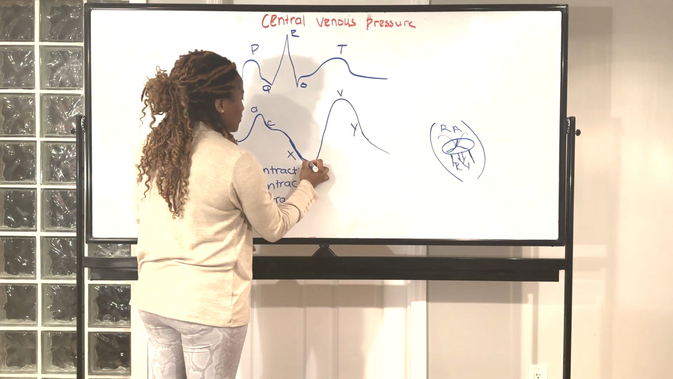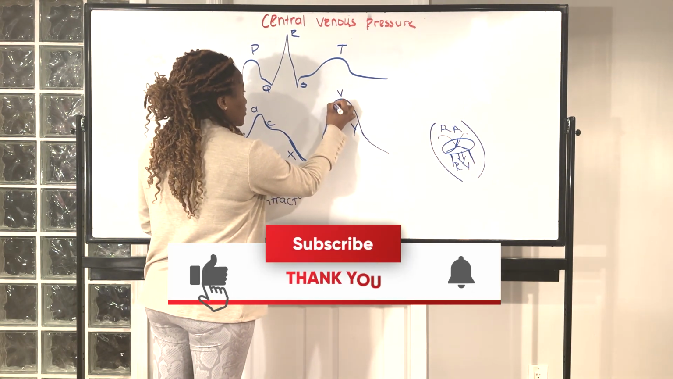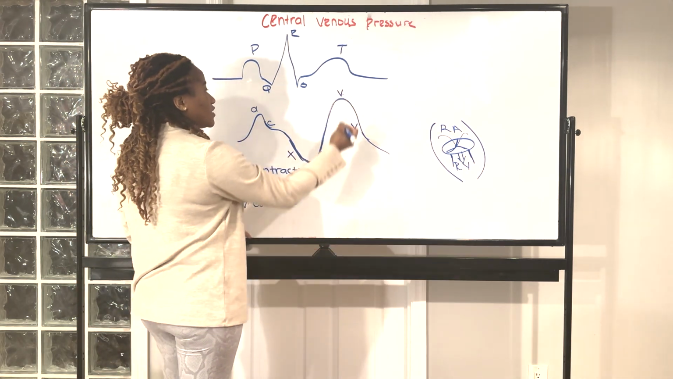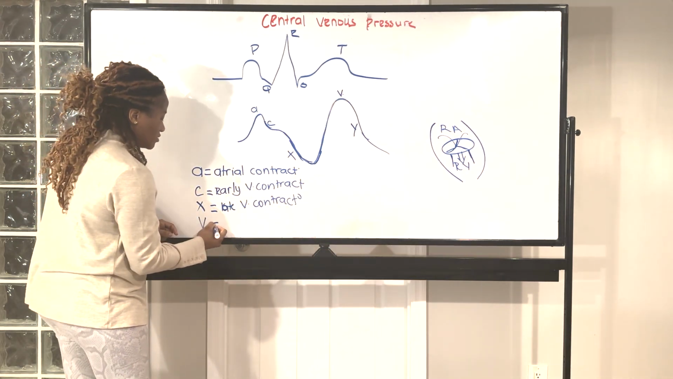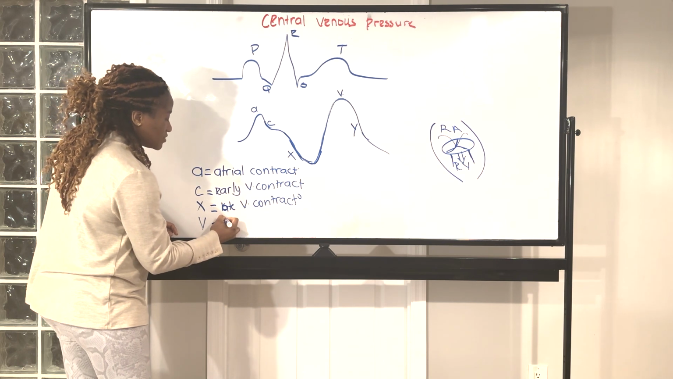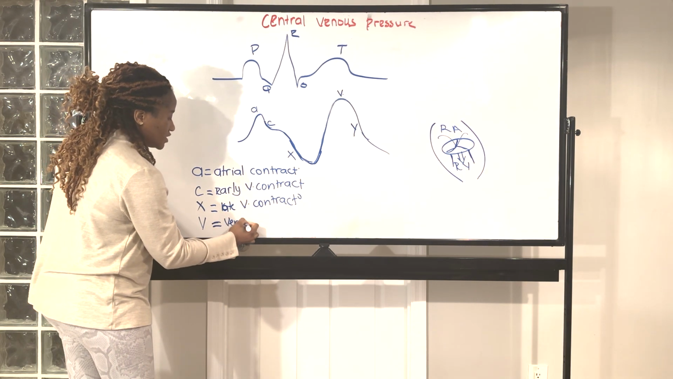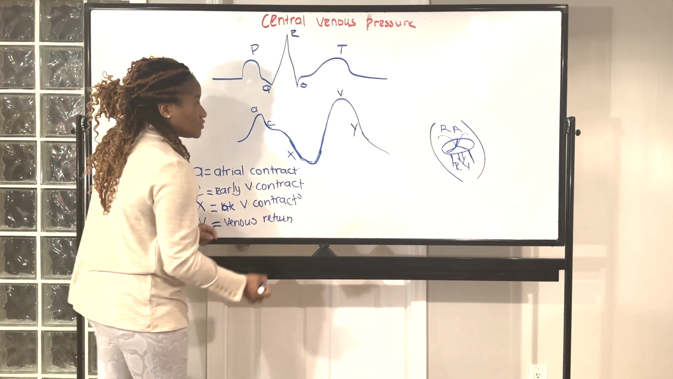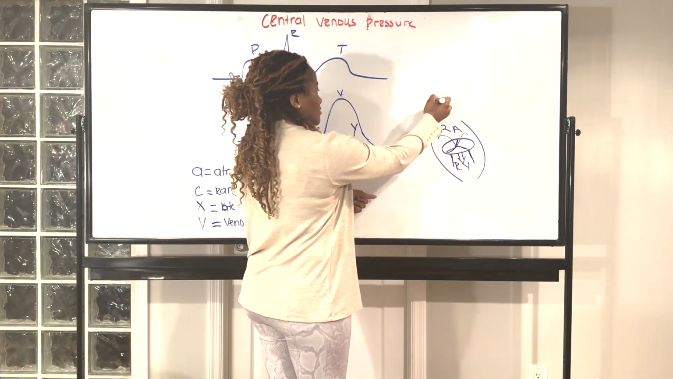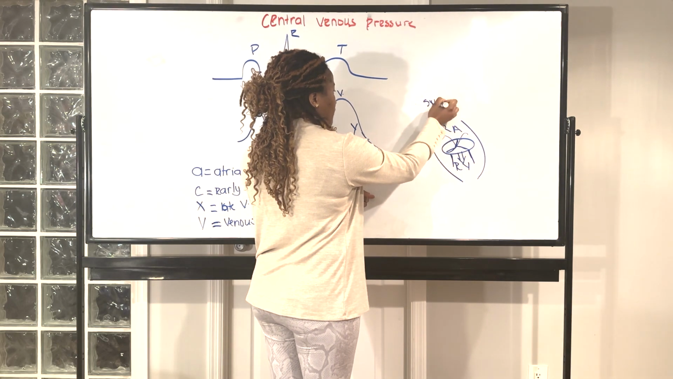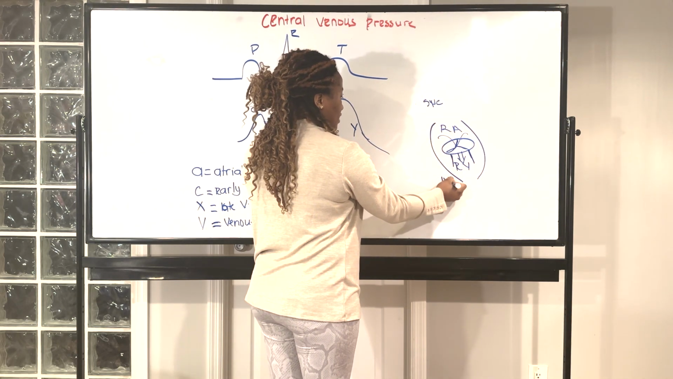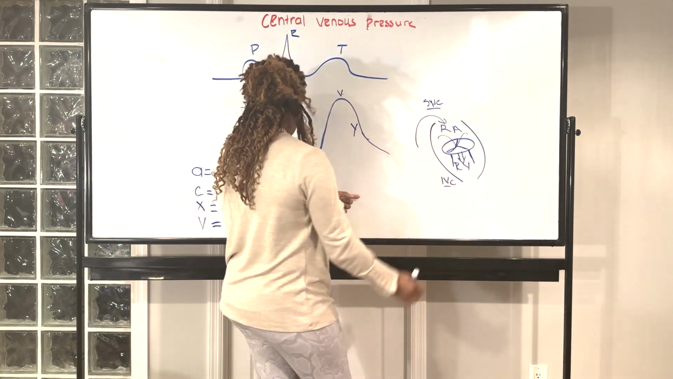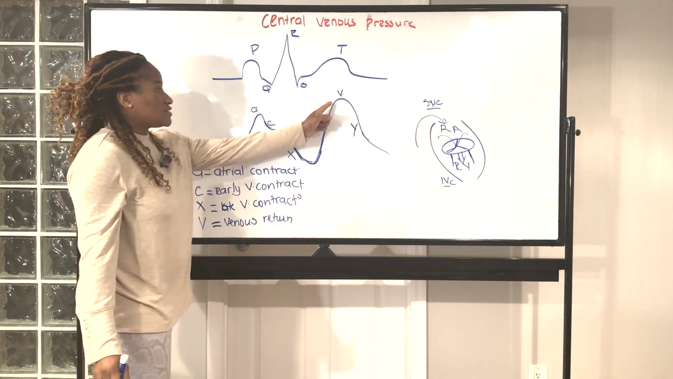Now here the curve is going back up to the V, and this is gonna be our venous return into the atria. So if we take the case of this, it's gonna be the superior vena cava, the inferior vena cava, which is gonna bring the blood back into the right atria, and this is the V.